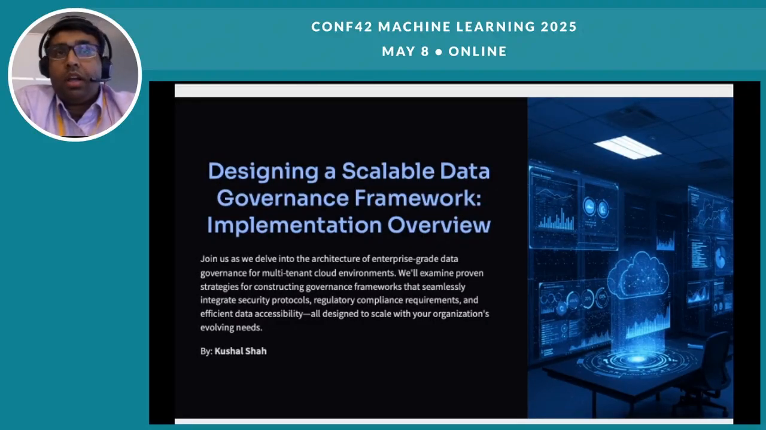I am Kushal Shah, a data management professional with over 15 years of experience in data governance, architecture, and business intelligence. Today, I'll walk you through how we implemented a scalable, secure, and compliant data governance framework for a multi-tenant cloud environment. This isn't just about meeting regulatory requirements, it's about building a system that evolves with your business.